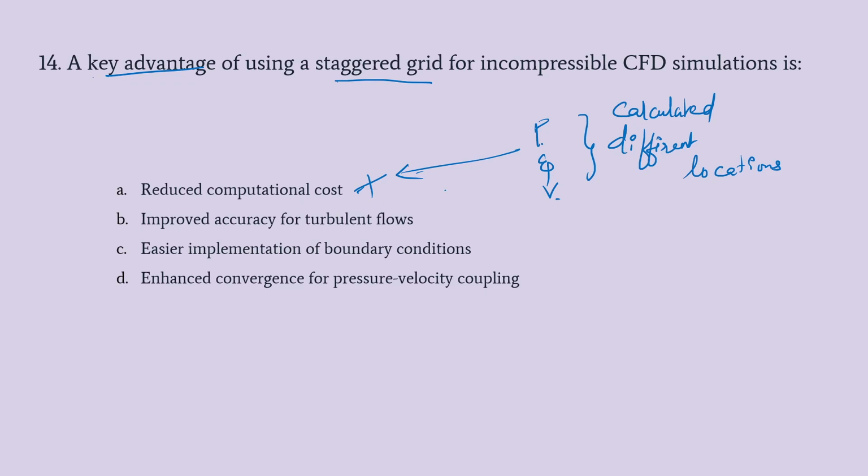So if you are using staggered grid in turbulent flows, it will again complicate things. Let alone the accuracy, the implementation of staggered grid in turbulent flows itself is difficult. So again, option B is wrong. Then option C, easier implementation of boundary condition.